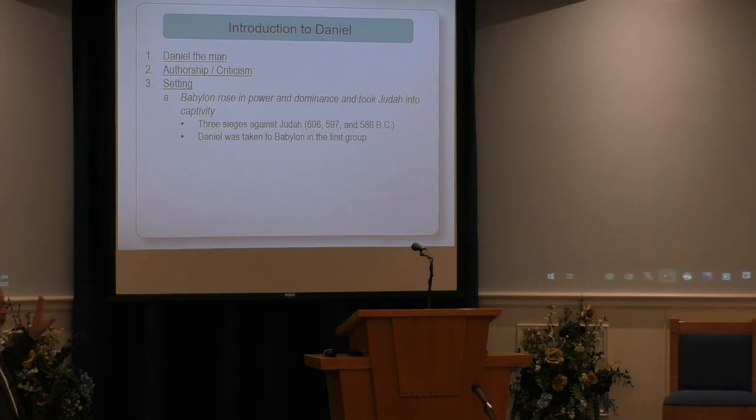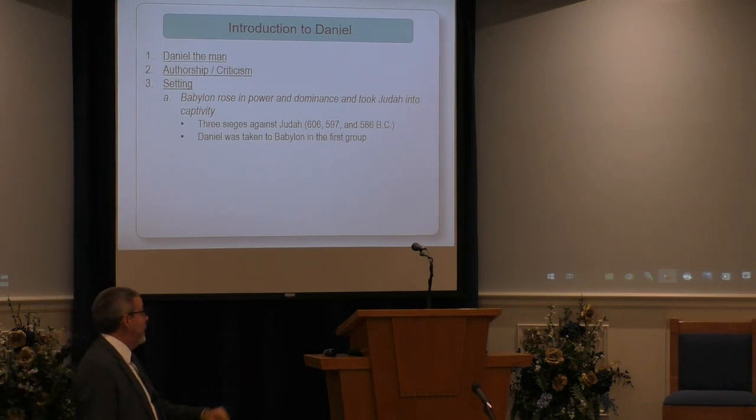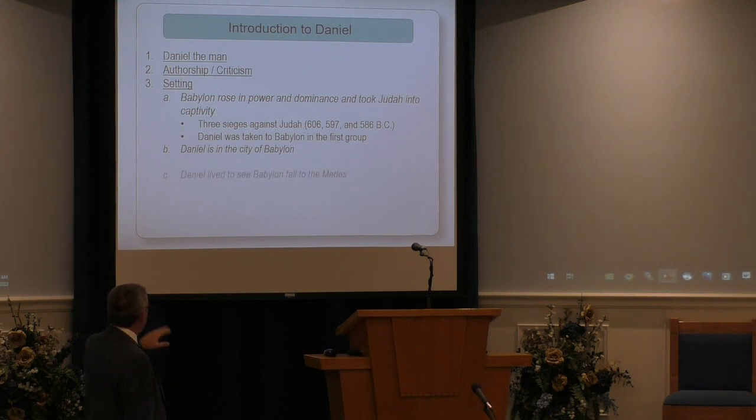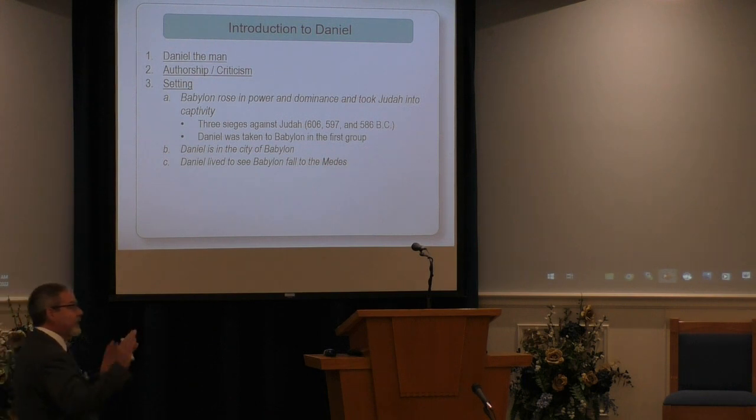Daniel was taken in that first group in 606 or 605. Ezekiel went in the second group, so Daniel is in the first group to go. That means he went to Babylon, and he lived in Babylon until he saw the fall of the Medes. In fact, he was there for the third year of Cyrus the Mede. So he lived through the Babylonian captivity during that entire period.